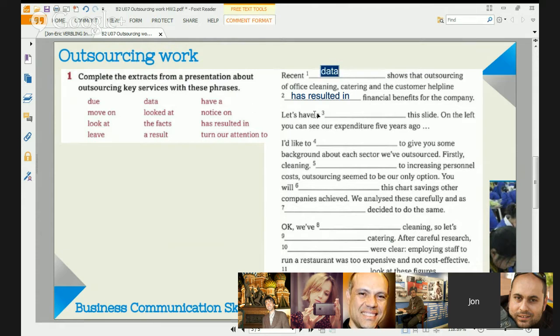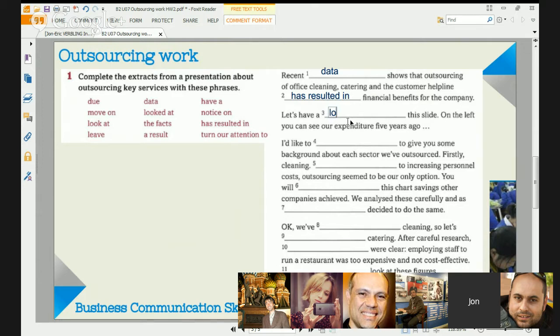Okay, and Khalid, let's keep going for number 3. Let's have a notes on this slide. Let's have a note on. Notes on. A notice on. That doesn't make sense because notice would be like information on a billboard. There's a notice that someone's missing on the street sign. Okay, someone's going to put a notice. Let's have a look at this slide. That sounds much better.